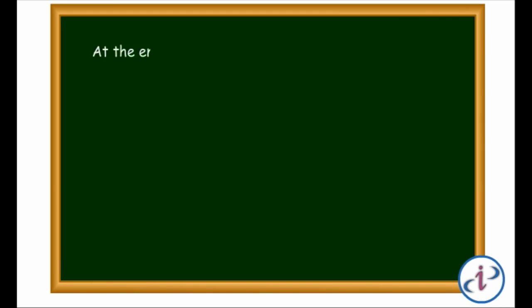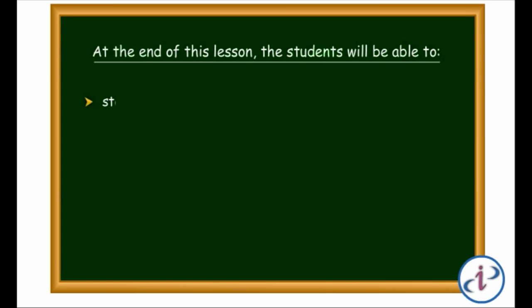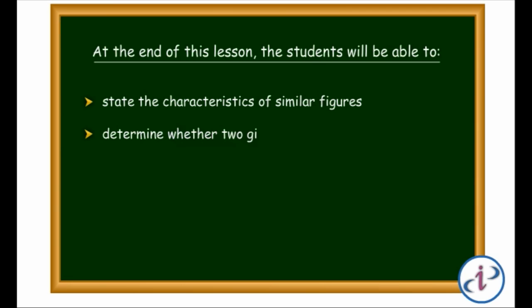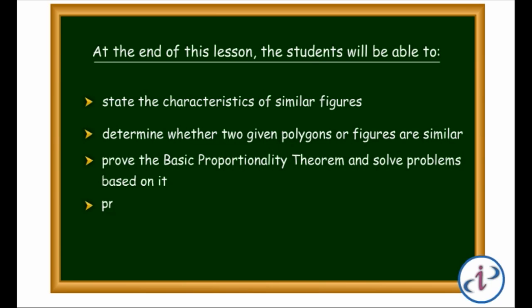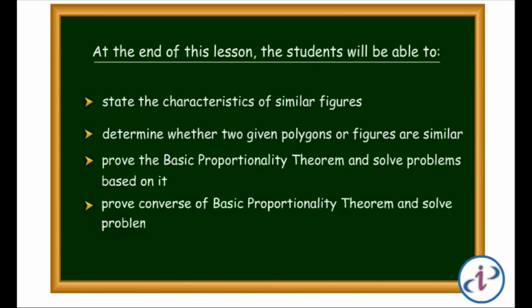At the end of this lesson, the students will be able to state the characteristics of similar figures, determine whether two given polygons or figures are similar, prove the basic proportionality theorem and solve problems based on it, and prove the converse of the basic proportionality theorem and solve problems based on it.